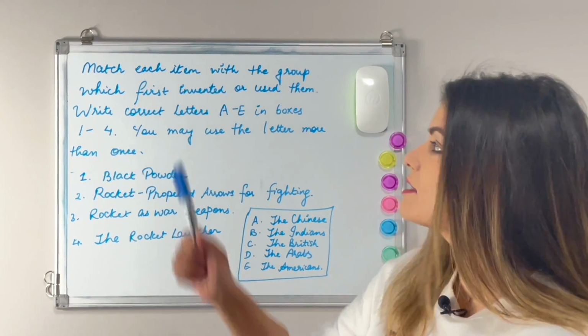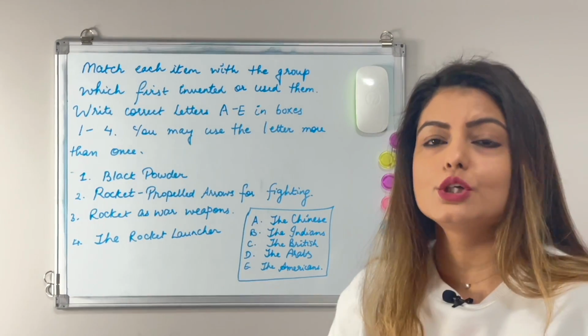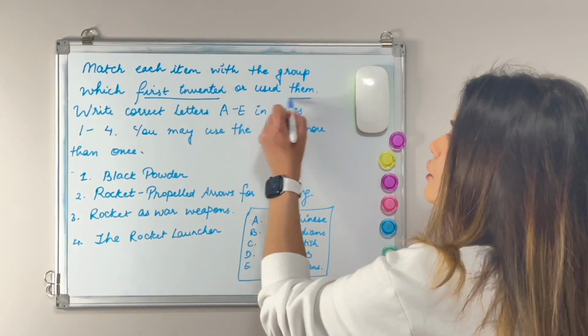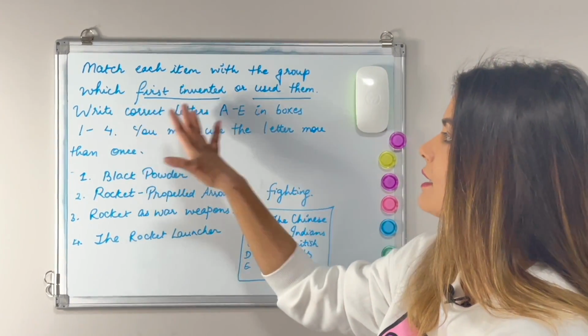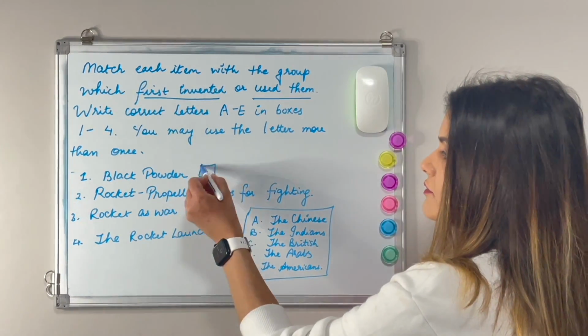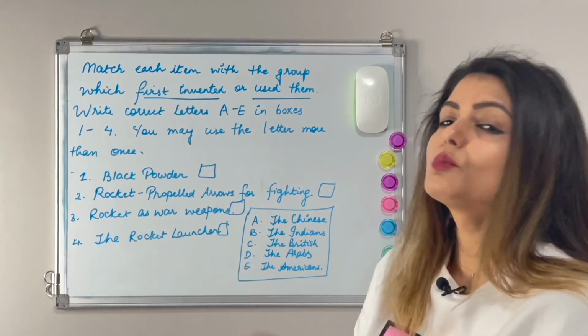Now the instruction says match each item with the group which first invented or used them. So either first invented them or used them. So we can use both of these things. Write the correct letters A to E in boxes 1 to 4. So the boxes are given to you, 1 to 4. You may use the letter more than once.